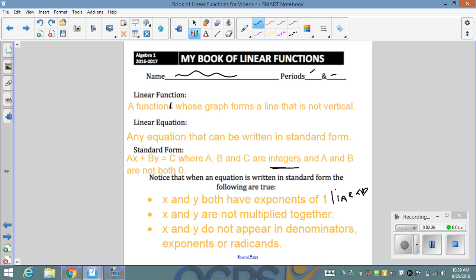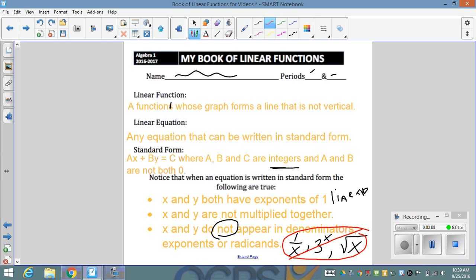X and y are not multiplied together. They do not appear in denominators, exponents, or radicands. Notice the word not there. So in other words, I don't have 1 over x or 1 over y. I don't have 3 to the x. That would be in the exponent position. And radicands is our roots, so I don't have the square root of x. So these are all no's.